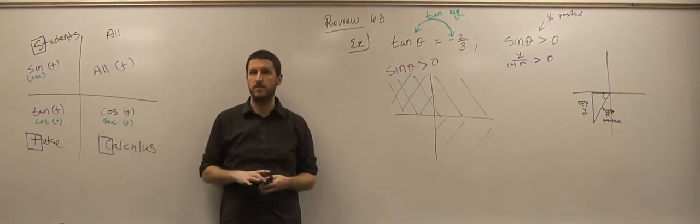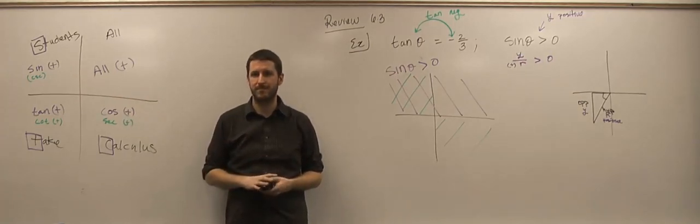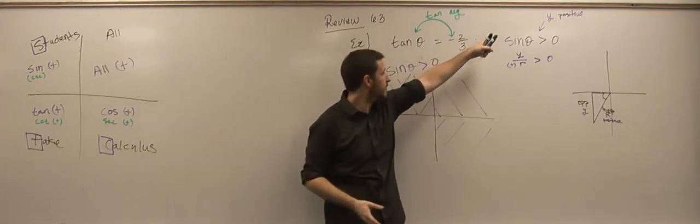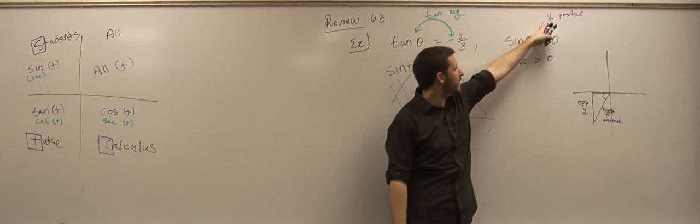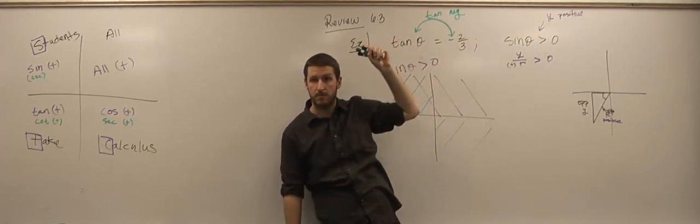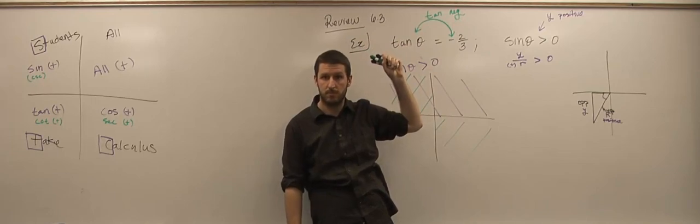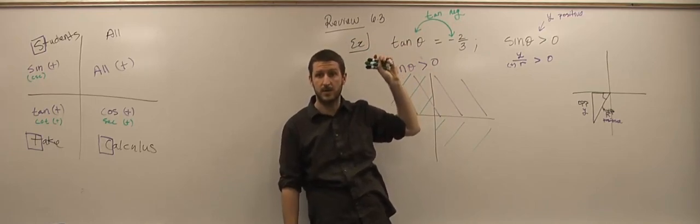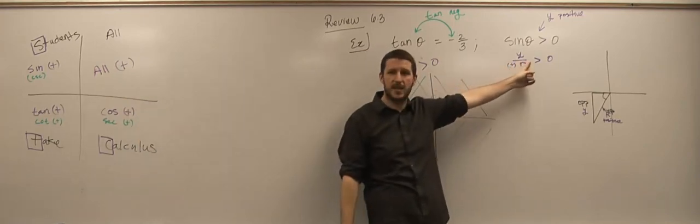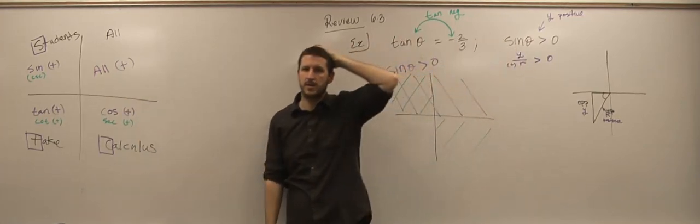And also, isn't tangent y over x, so since sine is y, since y is positive, and tangent's negative, you know x has to be negative. Right, correct, correct. So either you can use this logic, or you can use logic like this again. Yeah, either one will get you there.